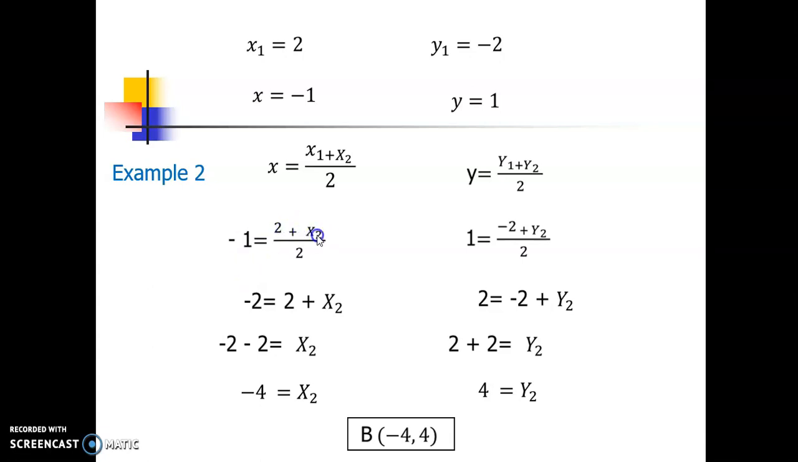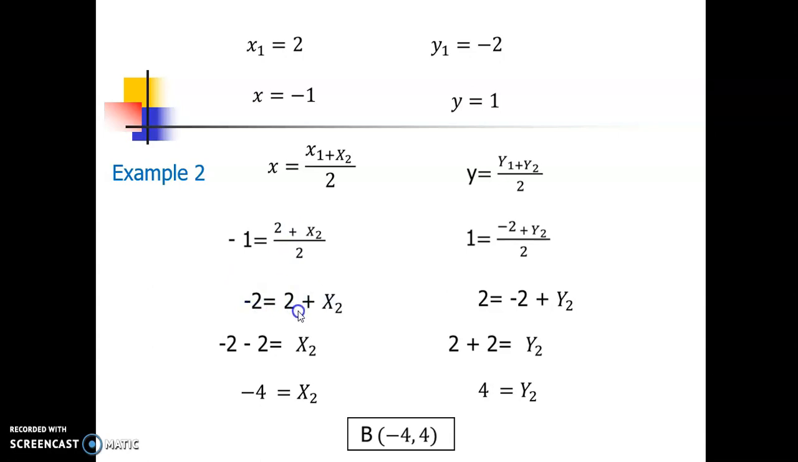2 plus x sub 2 times 1, ito na yun. So, as simple as copy niyo na lang, ito na lang ipag-cross multiply niyo para mas madali. In-explain ko lang kung paano nangyari ito. So, ito na nga tayo: -2 equals 2 plus x sub 2.